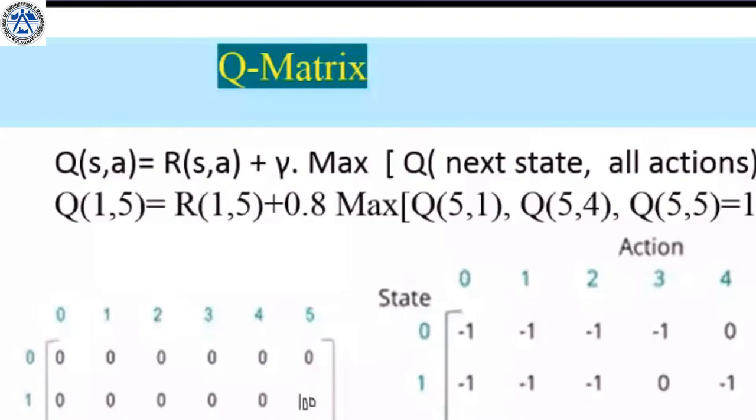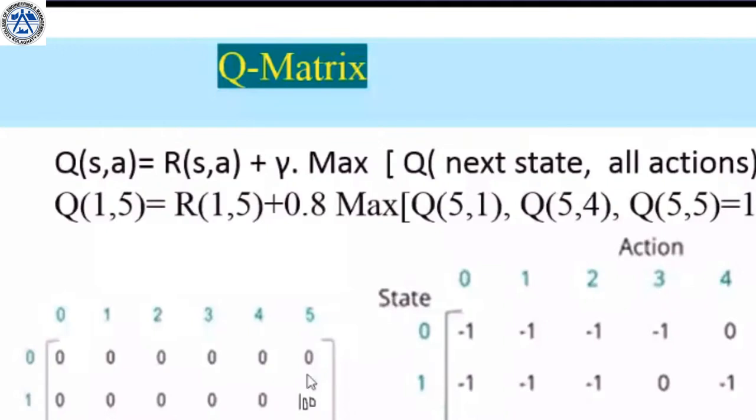Now, if you see, your Q matrix has all values 0. Initially these values are 0, so all these values are 0. So the reward is 100, and this gives the Q value of (1,5) as 100. So this I am updating. This is the update, right?